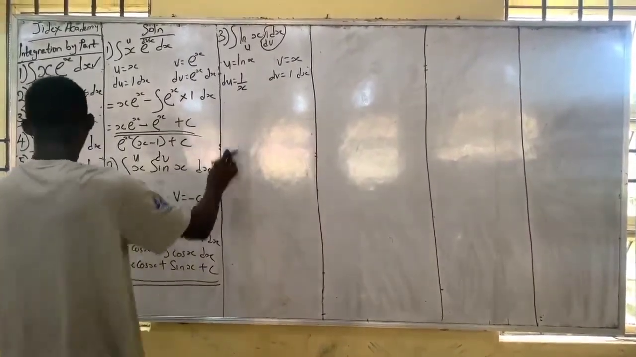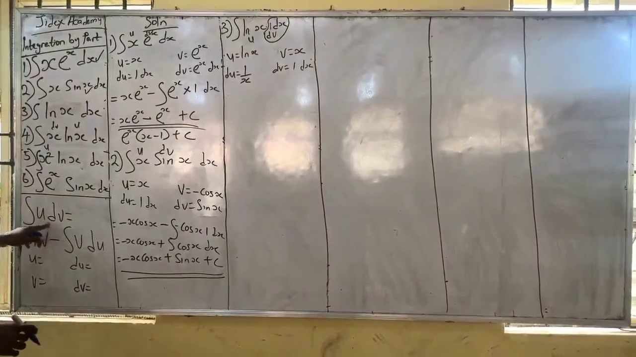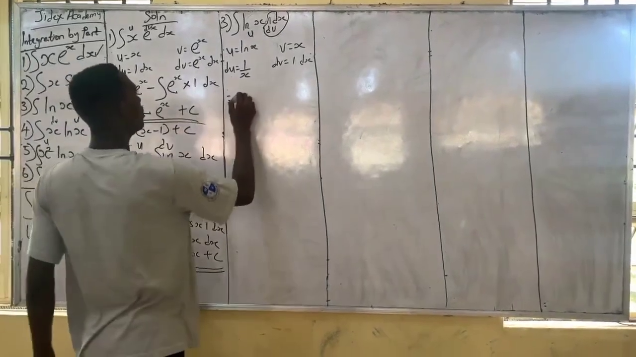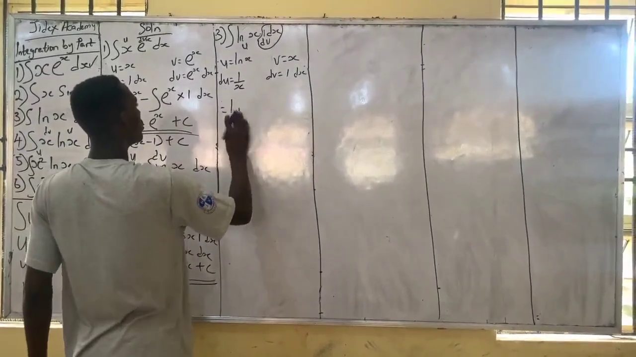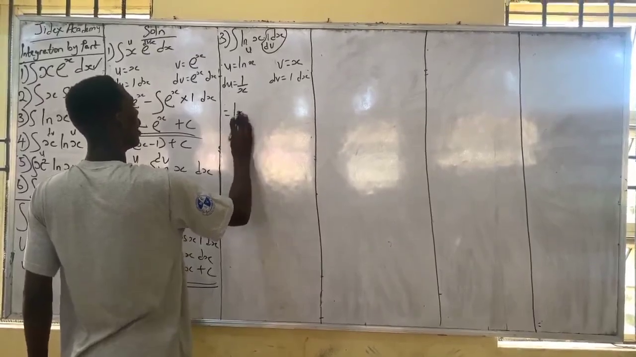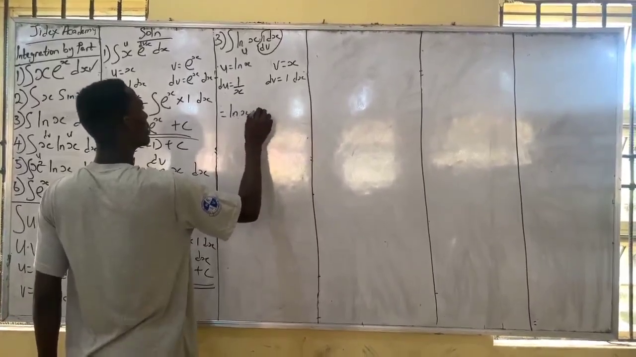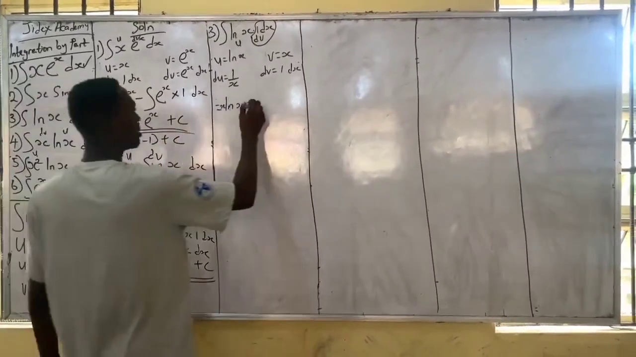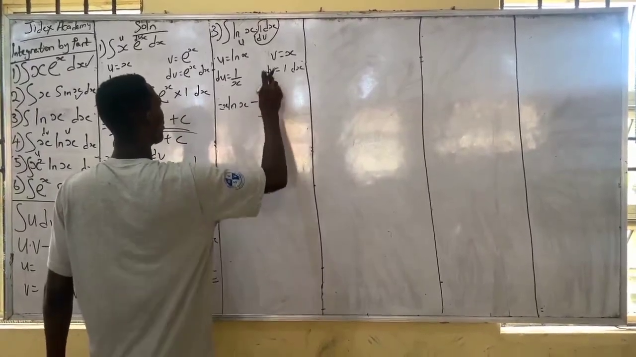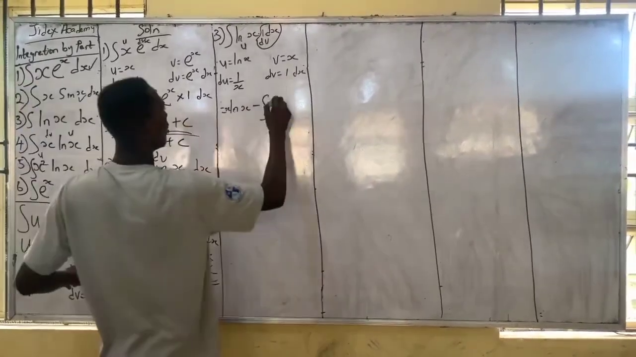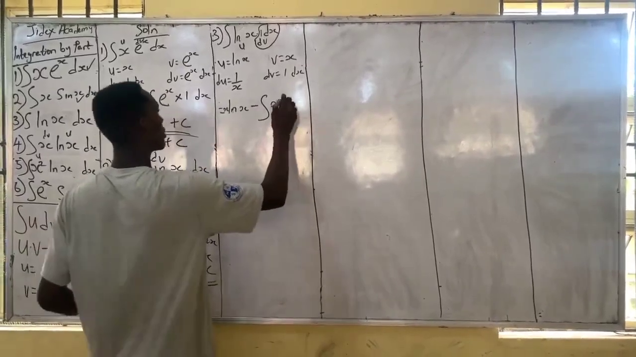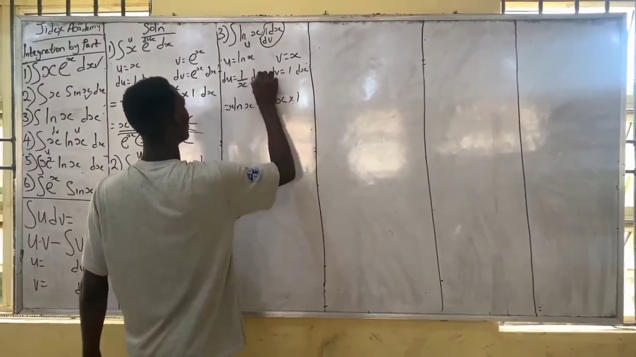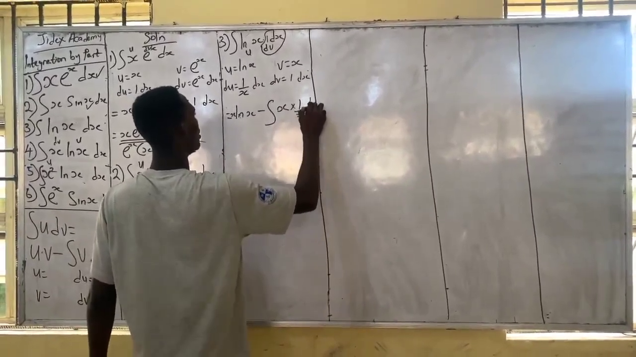Now, we can say that our integration of u dv is equal to our u, which is ln x, times x. Ln x times x is like saying u times v or v times u, but they are both the same thing. Minus integration of v, and v is x, times du, which is 1 over x dx.